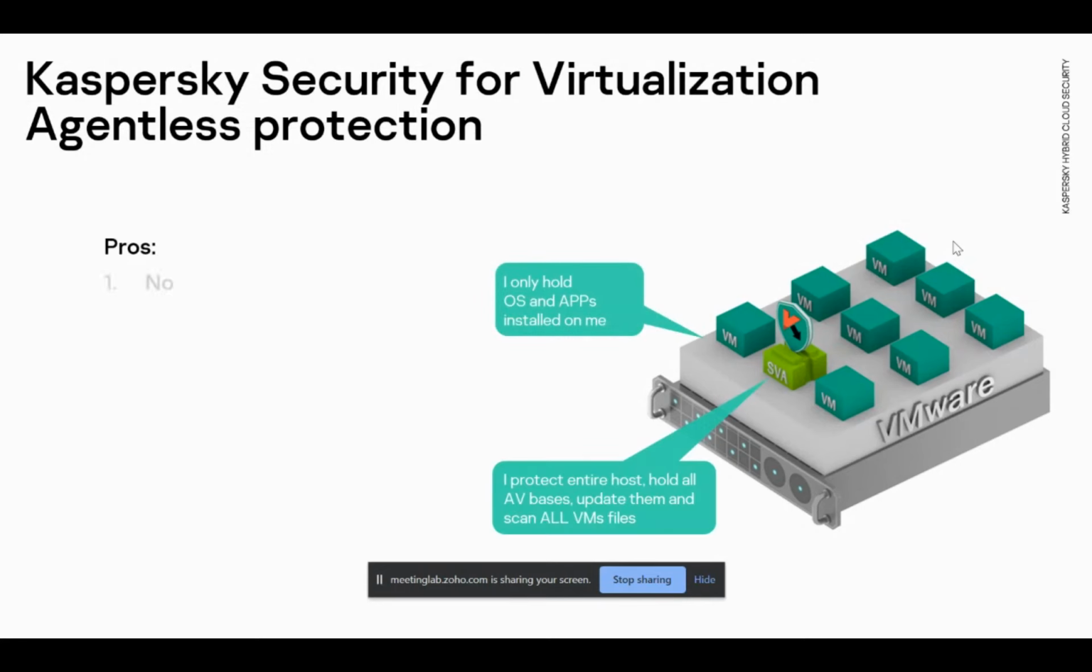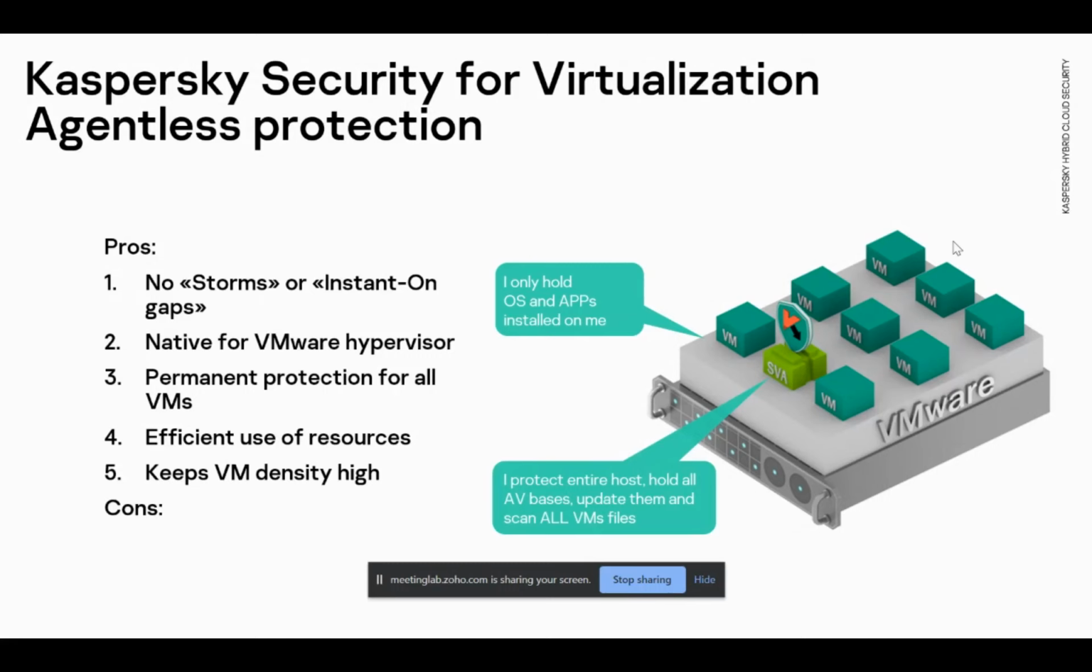Kaspersky Security for Virtualization. As we saw in the light agent as well, there is no storm for updates or for scans. It is native for the VMware hypervisor. It has permanent protection for all VMs. It has efficient use of resources because it is agentless and keeps VM density high.